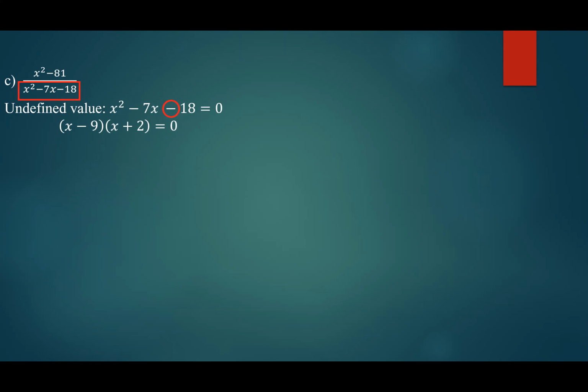To solve for x, we need to take x minus 9 and set it equal to 0, and x plus 2 and set it equal to 0. And once you have this, what do we do? Well, we add 9 to give me x equal to 9. We subtract 2 to give me x equal to -2.